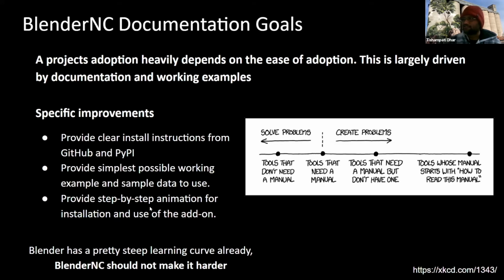So we have a small XKCD illustration here, because a tool which has no documentation, or needs documentation, creates problems. Ideally, the interface is good enough that you solve the problem at hand without having to read the documentation. It's intuitive. Blender is quite a difficult tool to use for doing 3D graphics, and adding more difficulty on top of BlenderNC will put us in a worse position. So we are sort of in a tool-that-needs-a-manual stage, once you are familiar enough with Blender.